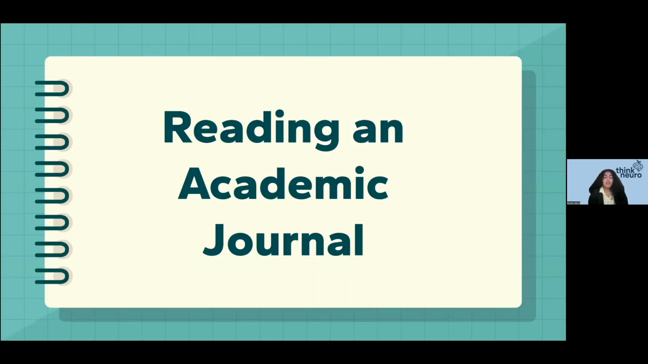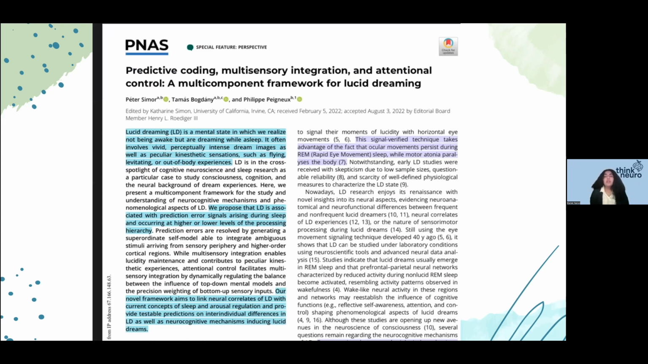And next, we'll just read an academic journal together really fast. I'll just highlight what you should be paying attention to when reading an academic journal. So here we have an academic journal on lucid dreaming, and the abstract is highlighted in blue over there. Here I highlighted what is the key term. The key term is lucid dreaming. I highlighted their proposal, which is we propose that LD is associated with prediction of signals. And I also highlighted the ending sentence of their abstract because typically that'll include why they're trying to accomplish what this paper is setting out to do.